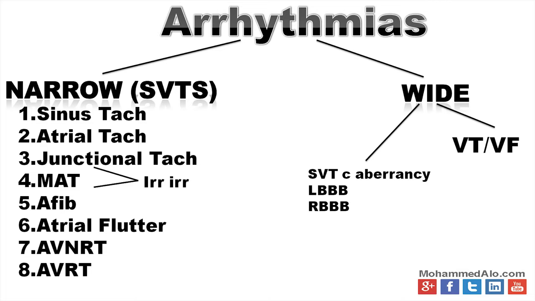AFib is easy to figure out. It's irregularly irregular. But what about junctional tachycardia? If you have somebody tacking away at 110, 120, how do you know he's not an AVNRT? Well, the way you know is the rate gives it away. Junctional tachycardia, they can be a little bit tachycardic. They can get up to like 110, 120 at the most, but they'll not get any faster than that. AVNRT, these people are really tachycardic. They're like 220, 240, 260, sometimes 280. These people are pretty, pretty tachycardic, and that's usually how you know.